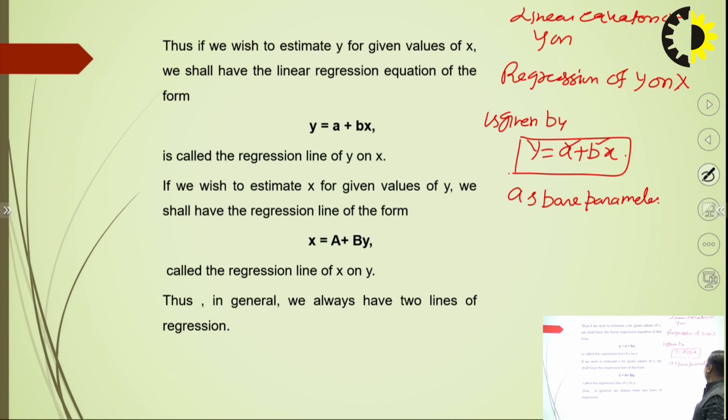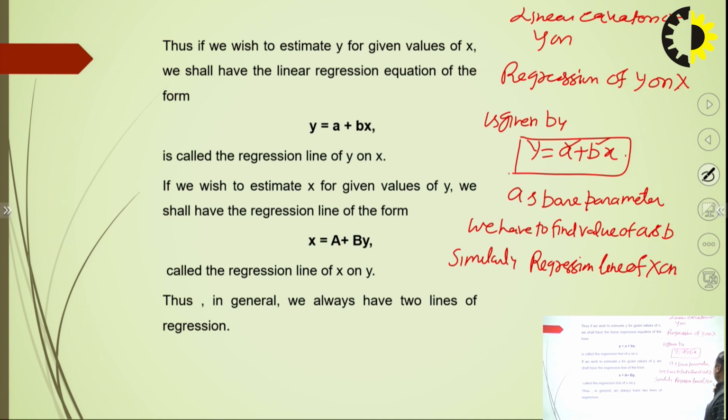We have to find out the value of a and b. Similarly, the regression line of x on y is given by x is equal to a plus by. X is equal to a plus by is called a regression line of x on y.